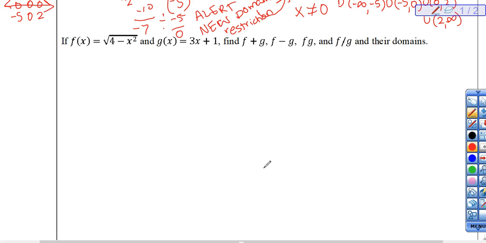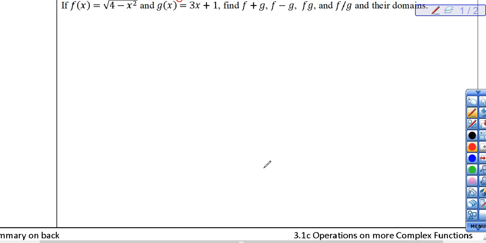Now we did some that yesterday that were similar, and I asked you to graph them. This one's a little different. What's different about this radical? It's got an x squared. It's got a quadratic underneath it. You know what this is the graph of? I taught you this in Unit 1. This is a semicircle.